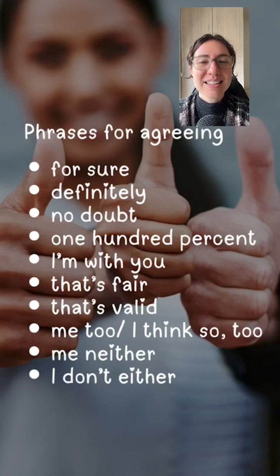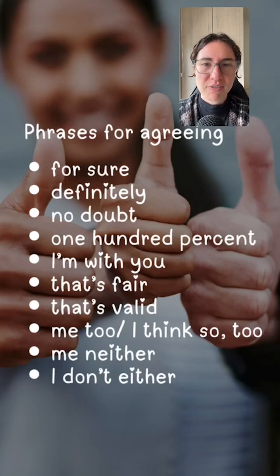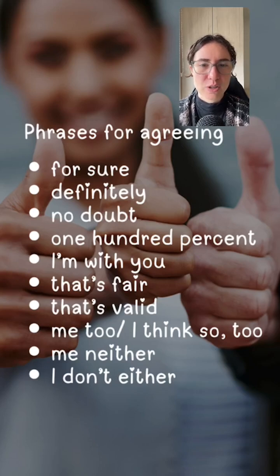That's fair. These next ones, so the first five that I have are strong agreement, I would say. The next two, that's fair or that's valid, are both not as strong agreement. So you're trying to give someone an affirmation, but you don't fully feel so strongly in agreement. You could say, yeah, that's fair. Yeah, that's valid.